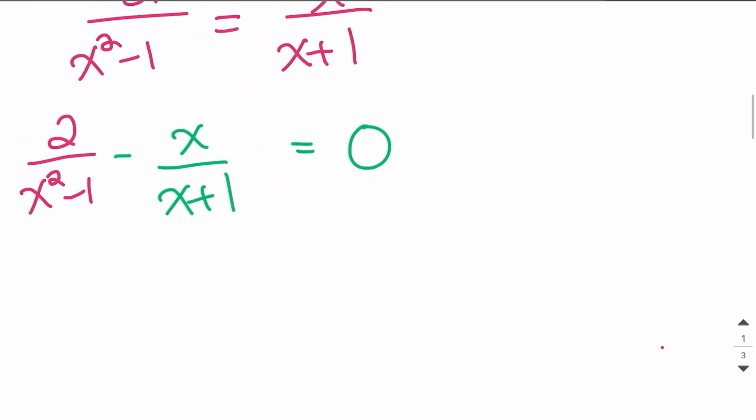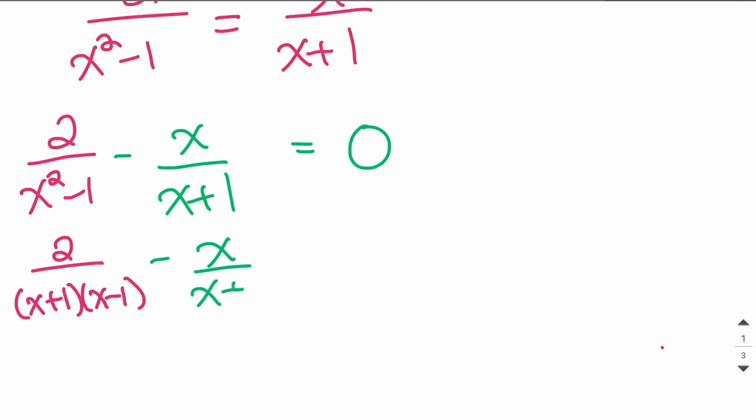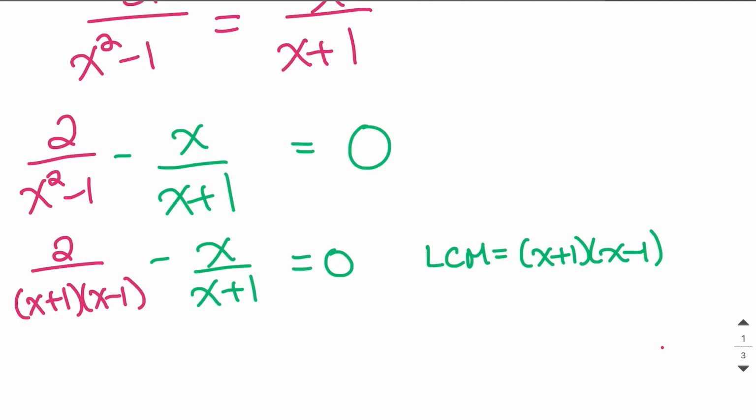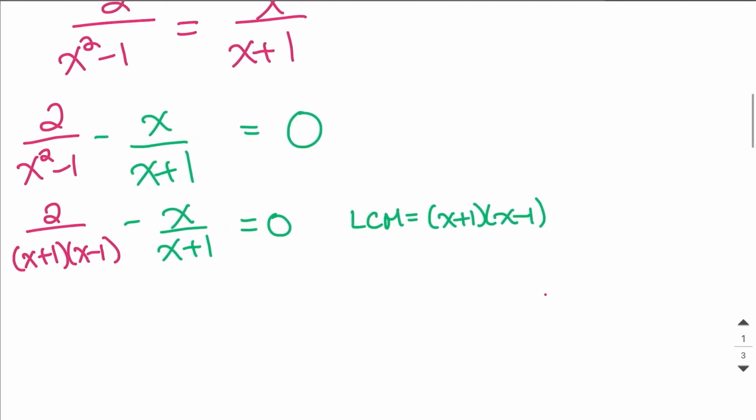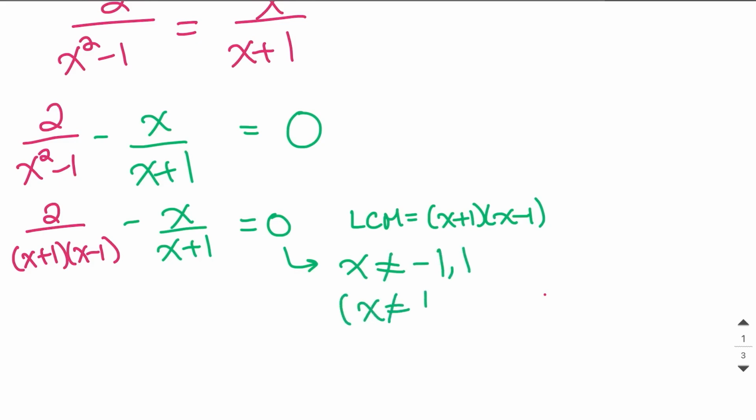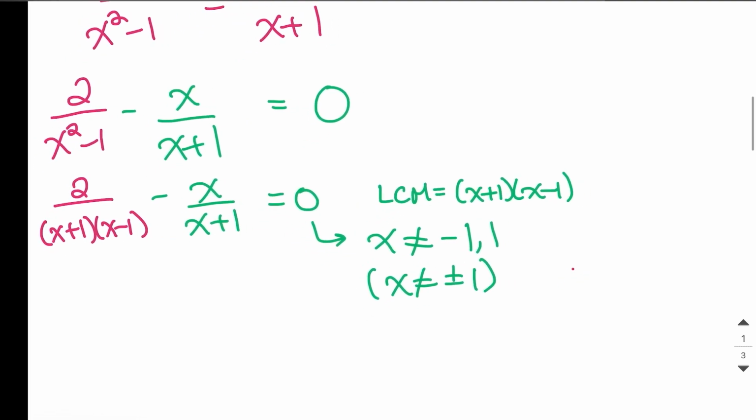Then I'm going to factor to find my LCM. So we know that this right here ends up being 2 over x plus 1 times x minus 1. And then I have minus x over x plus 1, and then I'm going to say equals 0. Now, our LCM, our least common multiple, is going to be x plus 1 times x minus 1. And in saying that, we also need to identify what our restrictions are. So x can't equal -1 or +1. If you want, we can say x can't equal plus or minus 1 like this.